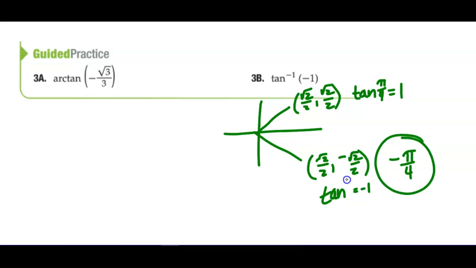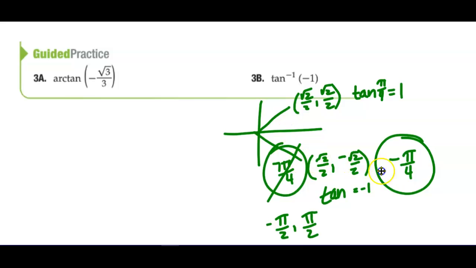Now, couple things about that. I can't call that 7 pi over 4, even though that's where it is on the unit circle. This doesn't work because the restrictions were between negative pi over 2 and positive pi over 2. So you have to call these by a negative answer, negative name, and we're going to do that and renumber our unit circle. All right, last one that's tricky.